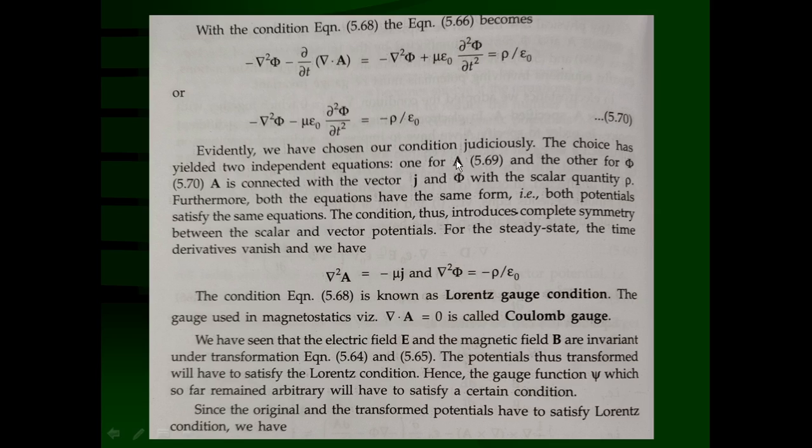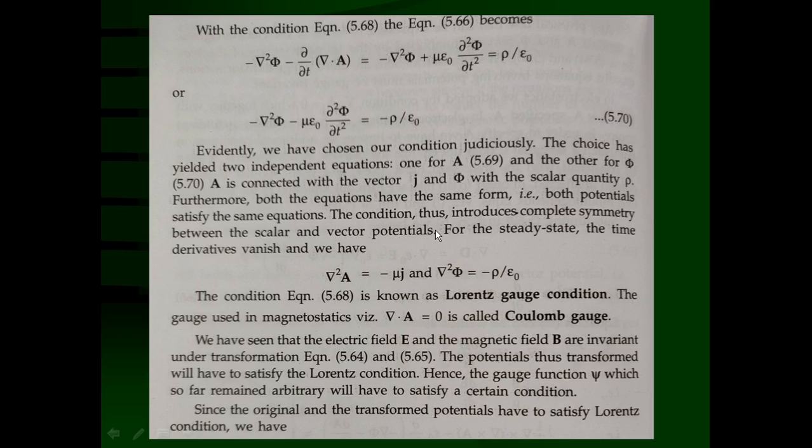Evidently, we have chosen our condition judiciously. The choice has yielded two independent equations, one for vector potential A, that is 5.69, and the other for phi, that is 5.70. A vector potential A is connected with the conduction current density J, which is a vector quantity, and phi, which is a scalar potential, with the scalar quantity charge density rho. Furthermore, both the equations have the same mathematical forms. Both potentials satisfy the same type of equations.